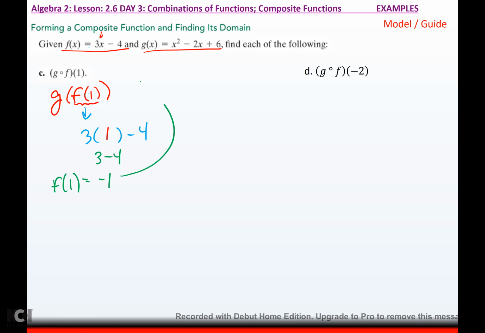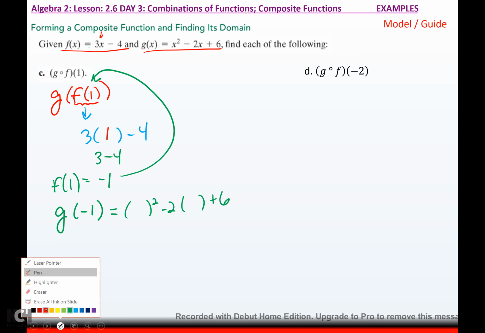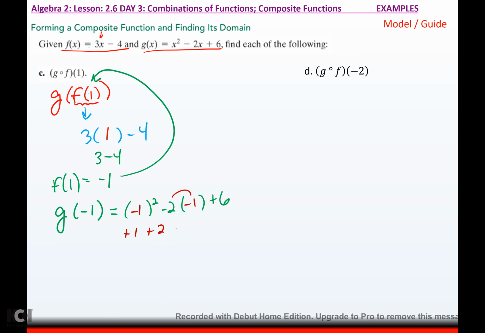Now if I plug that in here, I'm finding g of negative 1. Take the g function, take out the x's, and plug in what you brought, and I'm bringing a negative 1. So negative 1 squared would be positive 1. Negative 2 times negative 1 would be positive 2, plus 6. That's going to give me 3 plus 6, which is 9. So g of f of 1 equals 9.